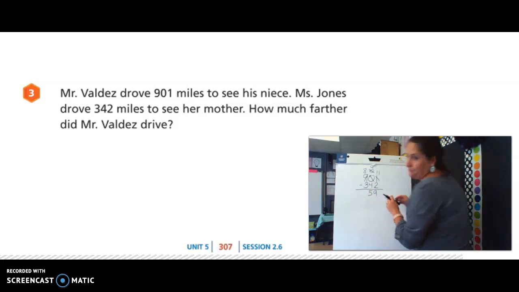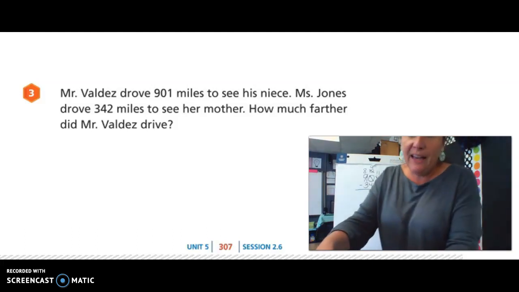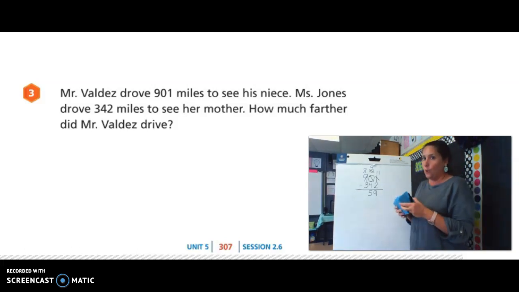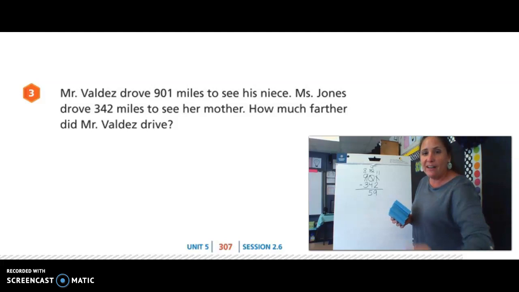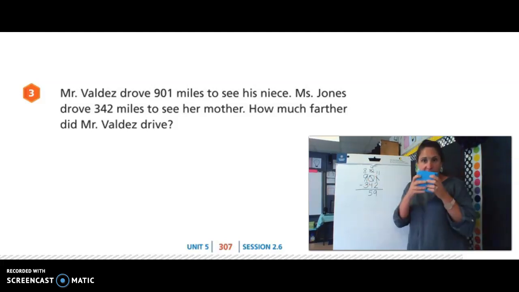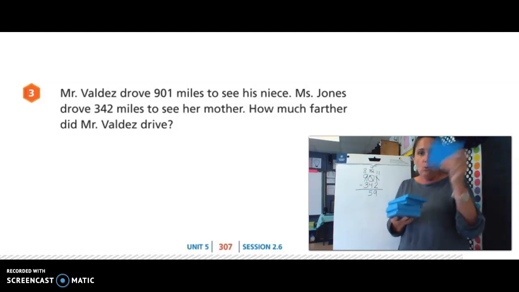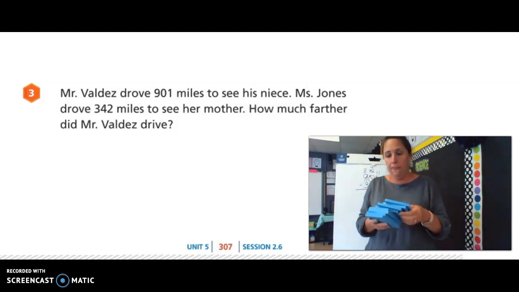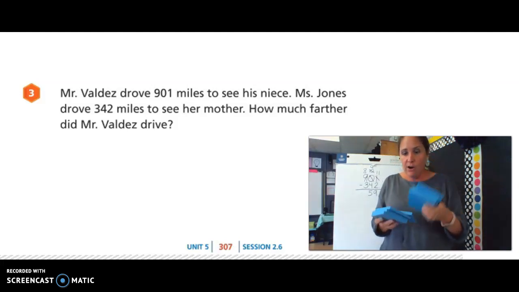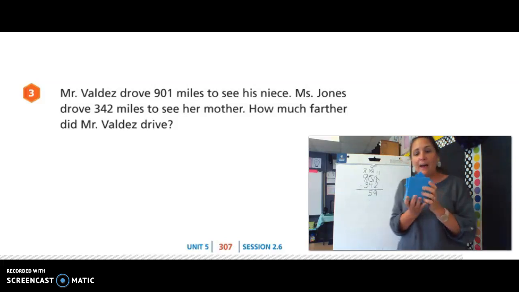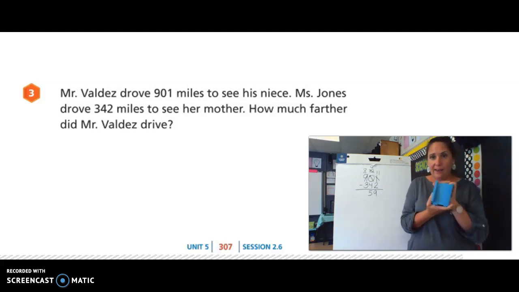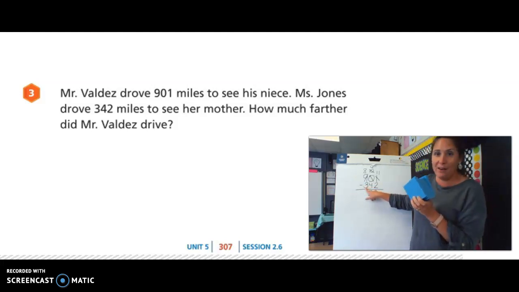All right, now back to my hundreds. Done a lot of stuff just to be able to subtract. So now I should only have 8 groups of 100. Let's count and see. 1, 2, 3, 4, 5, 6, 7, 8. I do. And how many hundreds does it want to take away? It wants us to take away 3.